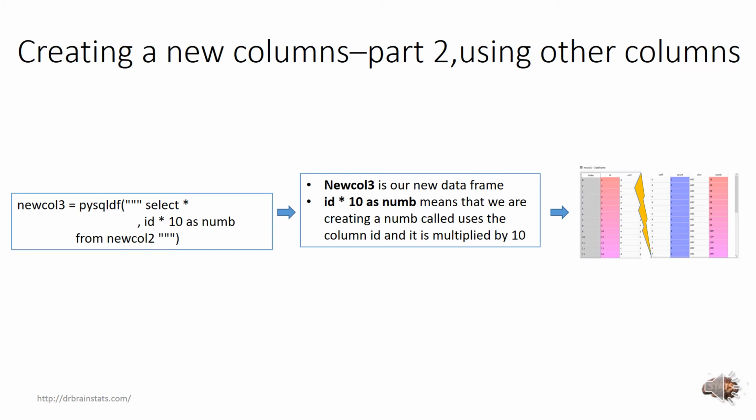In our next example, we're going to use values from another column to create our new column. In this case, we're going to create a new data frame called new col3, and we're going to multiply ID by 10 and give it the name num. As you can see from the code, this means that we're creating a column called num, which is based on the column ID that's multiplied by 10. It's that straightforward, and results are shown in the table.